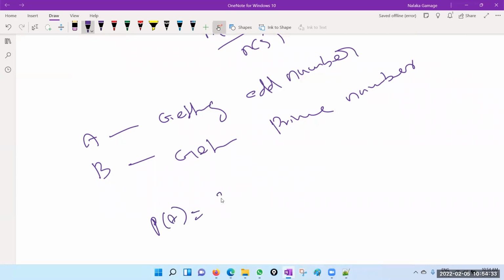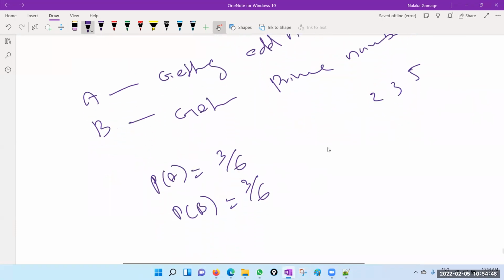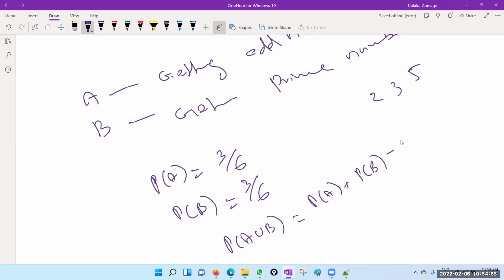So we have 3 odd numbers and altogether 6. Probability of B, we have prime numbers 2, 3, 5. So that is again 3 divided by 6. Then what is the probability of getting odd number or prime number? P(A union B). So that is probability of A plus probability of B minus the probability of A intersection B. And we know that P(A) is 3 divided by 6, P(B) is 3 divided by 6.